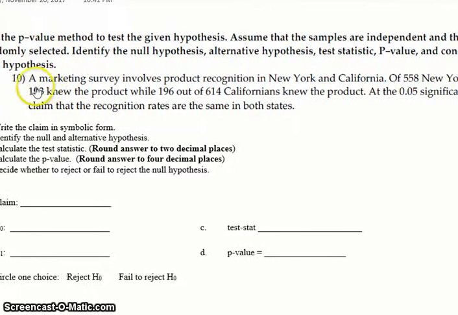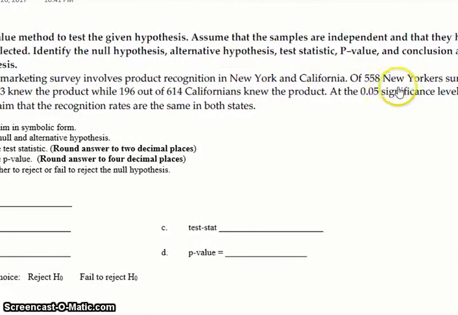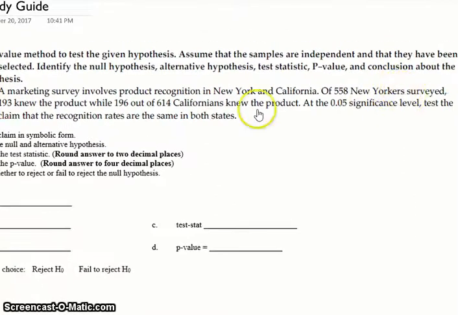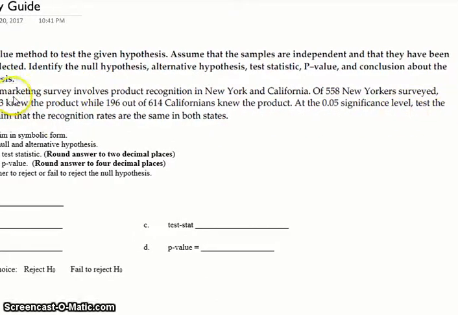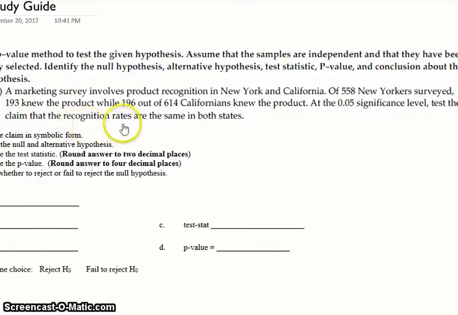So here's the situation. A marketing survey involves product recognition in New York and California. Of 558 New Yorkers surveyed, 193 knew the product, while 196 out of the 614 Californians knew the product. At the 0.05 significance level, test the claim that the recognition rates are the same in both states.